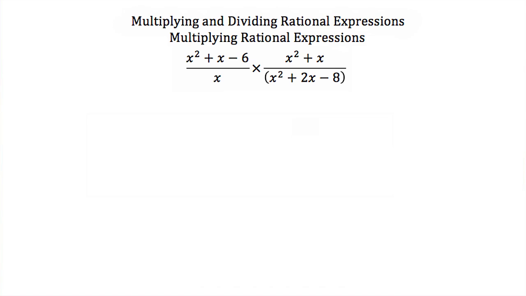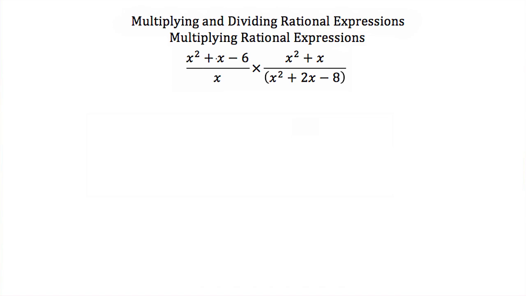So what happens if we want to multiply rational expressions that are made up of multiple polynomials? Well, again, we would multiply across. We'd multiply our numerators together, and then we'd multiply our denominators together. But again, this is usually easier if you factor or simplify your expressions first.